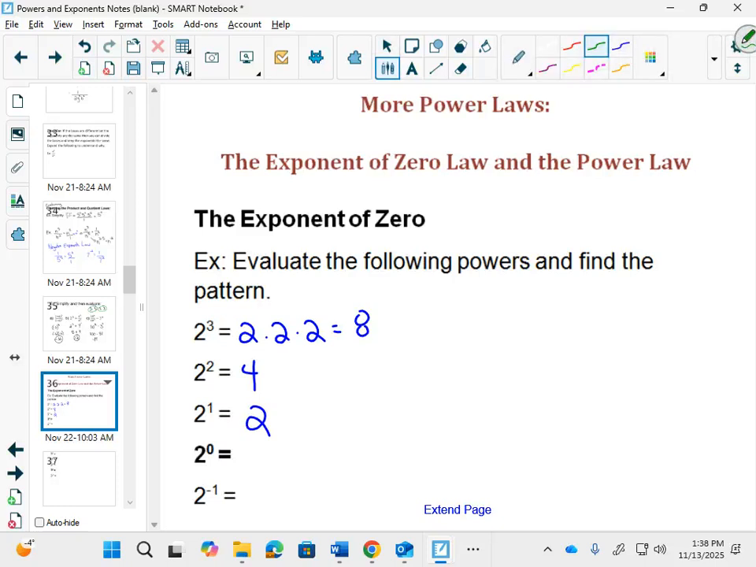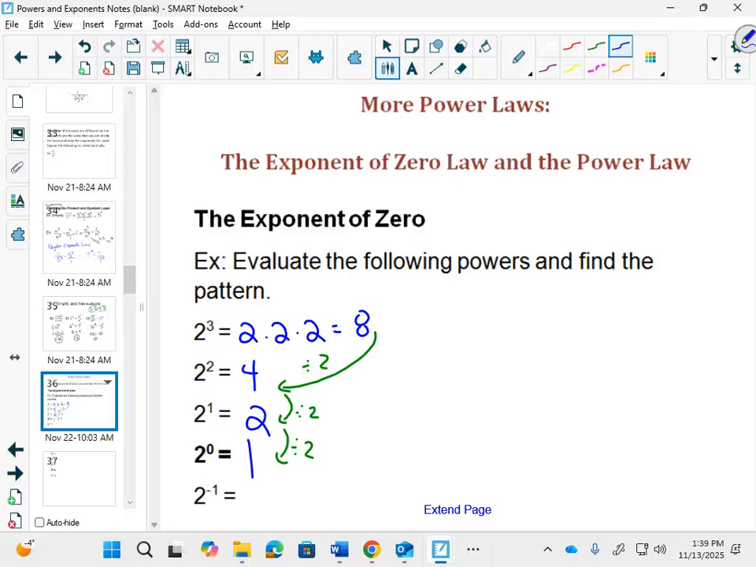Because check this out. From 8 to 4, we divided by 2. And then we divided by 2 again, to get 2. And if we do that again, 2 divided by 2? 1. And you guys brilliantly just figured out the zero exponent rule. 2 to the 0 is equal to 1.